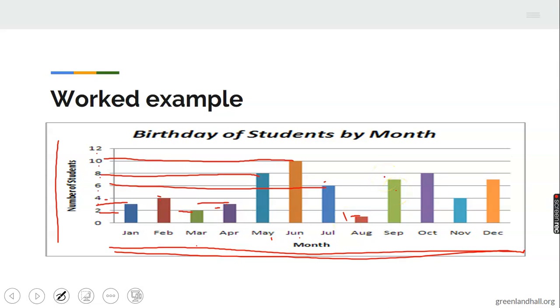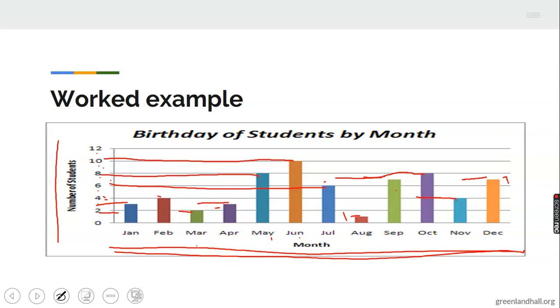7 for September. And then October, we have what? Here, that's going straight down, it will take you to 8. Now, November is coming here, it's going straight down, it will take you to 4. That's 4 children or students born in the month of November. And in December, we have in between 6 and 8. You trace it down, you have 7. So 7 students were born in the month of December. I hope you can see how it works. So you just trace the horizontal axis to the vertical axis and you get your answer.